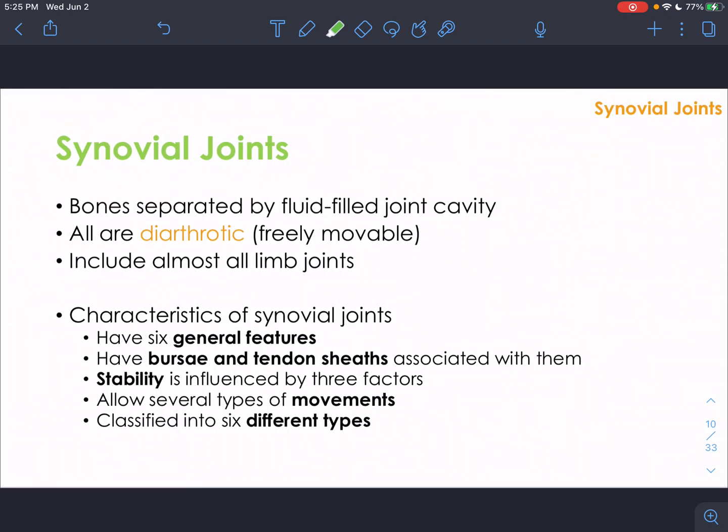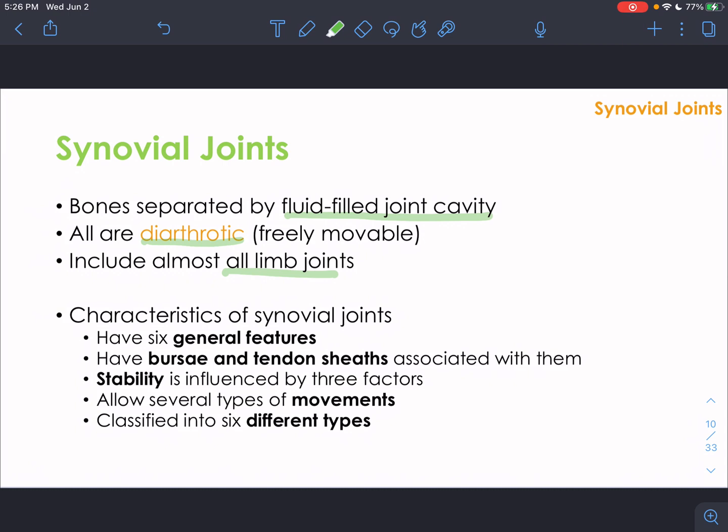And the last type of joint is our synovial joints. And this is kind of the majority of this chapter, talking about synovial joints, because there's a lot of information on synovial joints. Okay, synovial joints are separated by fluid-filled joint cavities. Okay, so the other types of joints did not have any cavities, but synovial joints do. So that's the only joint that has a cavity. They're going to be diarthrotic, which means they're freely movable. So these are the joints that you think about in your arms and legs, that have a wide range of motion. And they include almost all the limb joints, okay? So all the ones in your appendages.